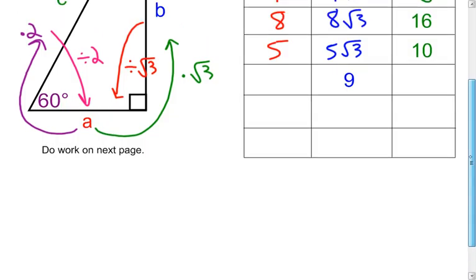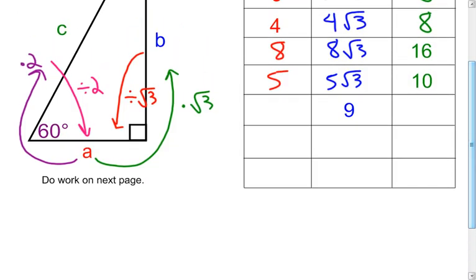Come back up to my little diagram here. I know B, the long leg. Notice if I want to get to A, I divide by root 3. So I'll take this 9 and divide by root 3. And again, there's that radical in the denominator. Mathematicians have said that's unacceptable, so we need to change it so it looks acceptable.